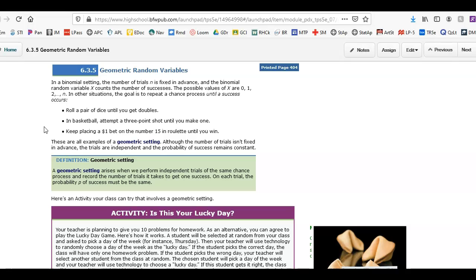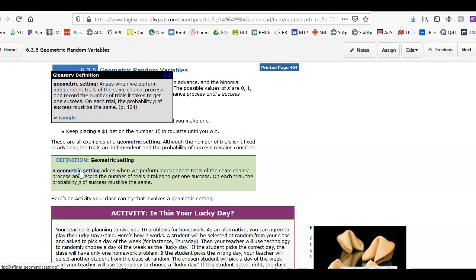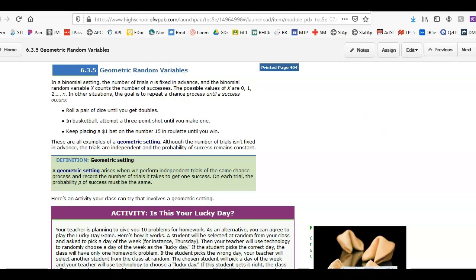So here's the difference. For binomial random variables, we had a fixed number of trials, 5, 10, 20, whatever it was. But now our goal is to keep going until we get a success. So this is called a geometric setting. The trials are not fixed, but the trials are independent and the probability of success does remain constant. So it's independent trials, and we're trying to record the number of trials it takes to get a success. And that probability of success has to stay constant.